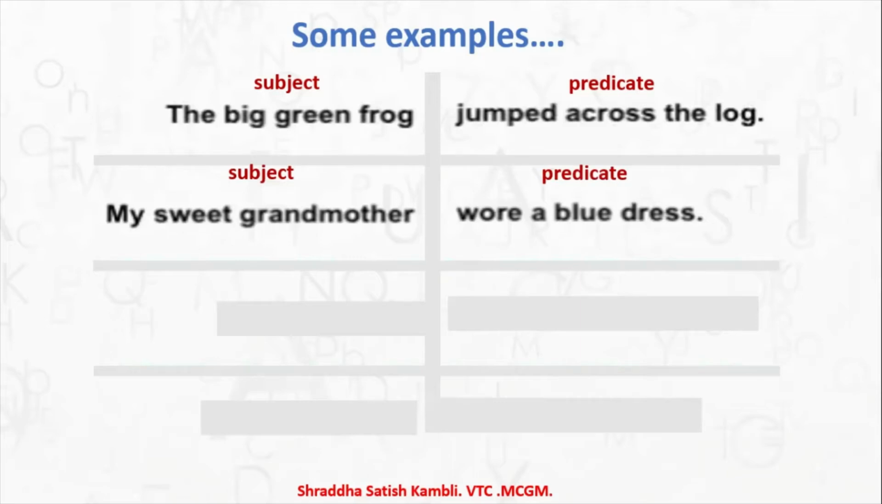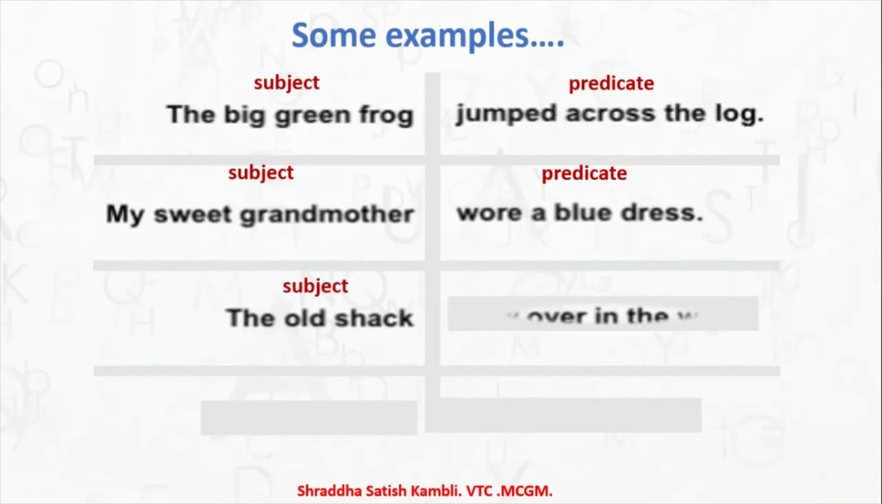The next example sentence for you here. The old shack. What? The old shack. So the old shack here becomes the subject. What about the old shack? Blew over in the wind. There was a strong wind blowing, and the old shack blew over. So blew over in the wind is the predicate in this particular sentence.